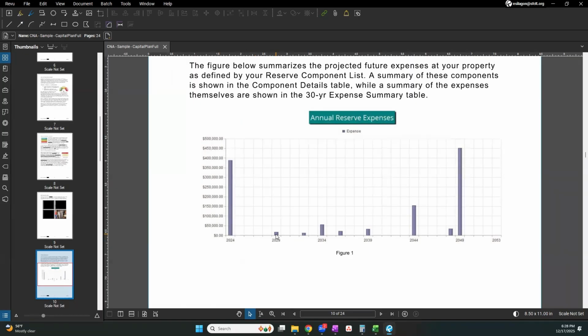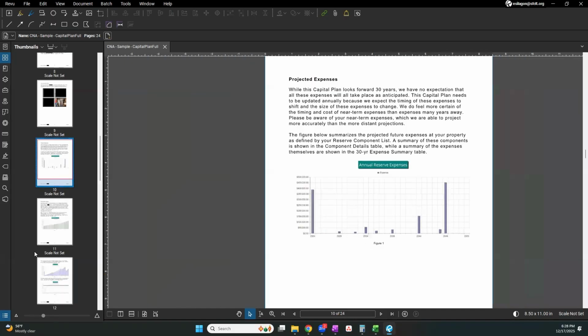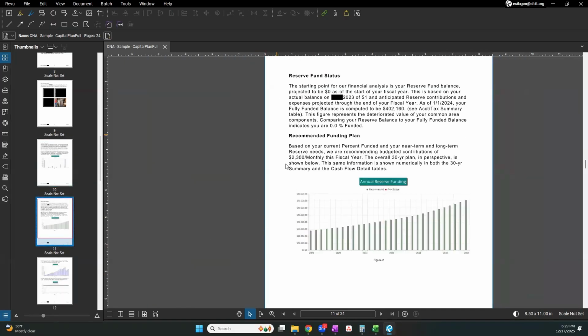Then, because of all that work done up front, we don't have many repairs or replacements anticipated for the next few years. 2034, we've got a little over 50,000. 2044, we've got about 150,000. And it's really in 2049 where we're going to be needing to replace the majority of the components again. Next, we've got the reserve fund status and the recommended funding plan.